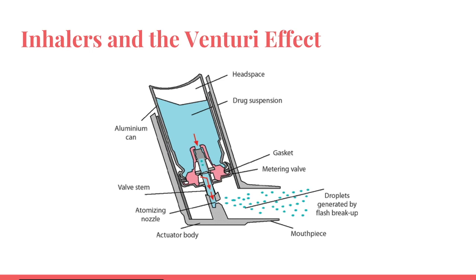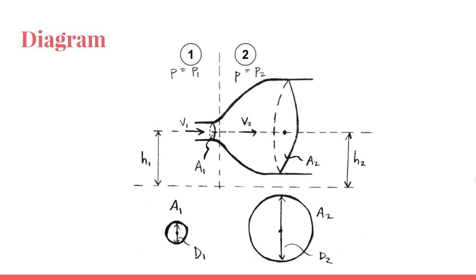Let's return to the inhaler diagram shown previously. We are particularly interested in the atomizing nozzle and the chamber to the right of it, the mouthpiece. The atomizing nozzle has a narrow cross-sectional area, which then gives way to the larger area of the mouthpiece. We'll refer to these regions as Region 1 and Region 2. This diagram shows Regions 1 and 2 as described previously, with their corresponding cross-sectional areas, velocities, heights, and pressures.